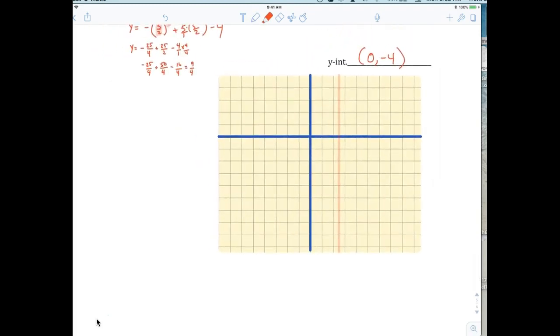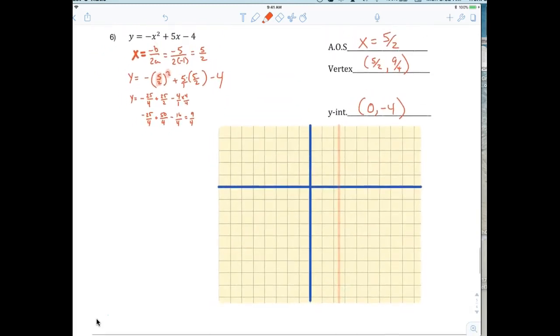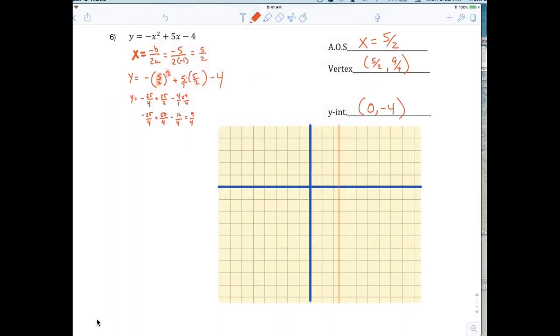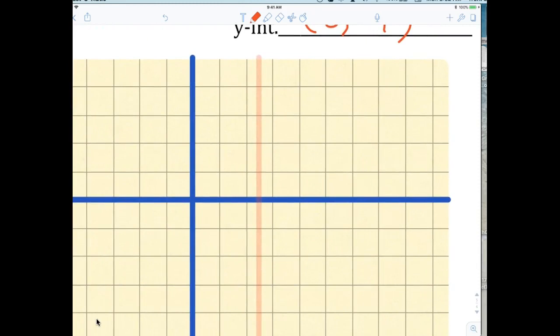All right. Now, we're going to place a dot. Well, 5 divided by 2. Agree? All right. Now, 9 divided by 4 is 2.25. 9 quarters. That's what that means. 9 quarters means 2.25, right? So your vertex is at 2.25, which would be about right there.